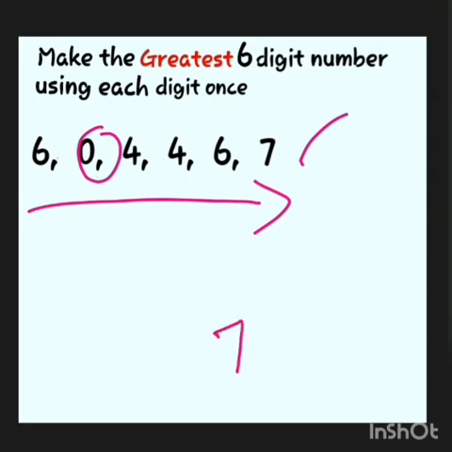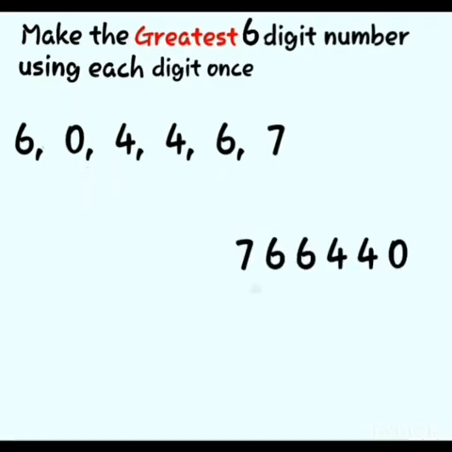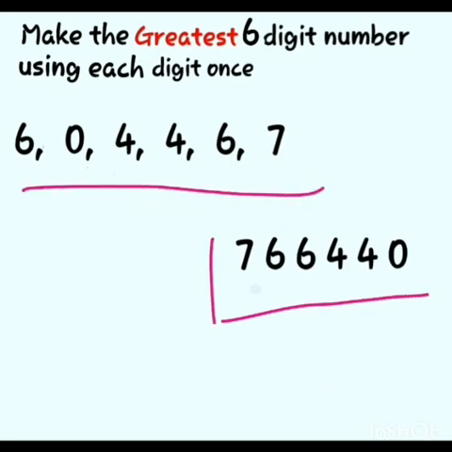I write 7. Then we have 6 twice, right? So I need to write 6 two times. We are using each digit once, but they have given 6 twice, so I need to write 6 twice. Then we have two 4s, right? So I write two 4s and then a 0. So I used all the digits and arranged them in descending order. And this is the greatest 6-digit number that we can make using these digits.